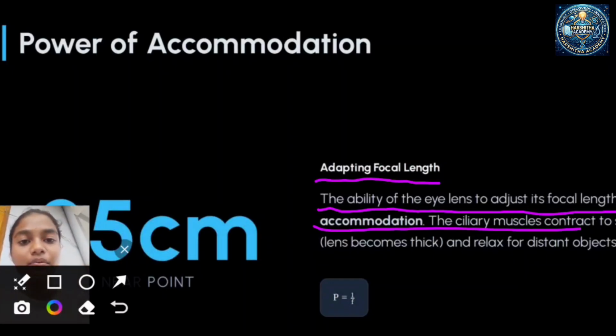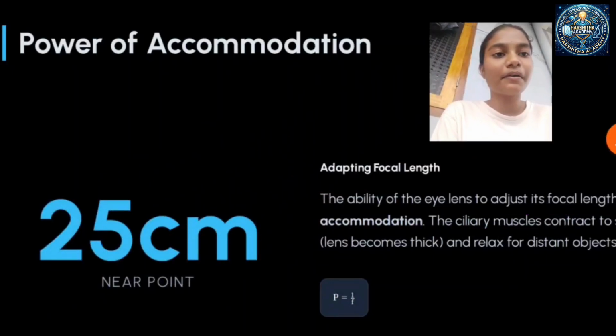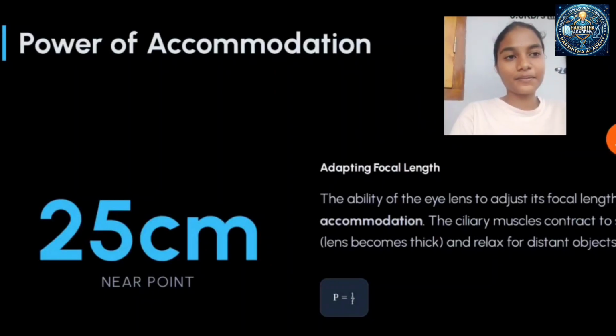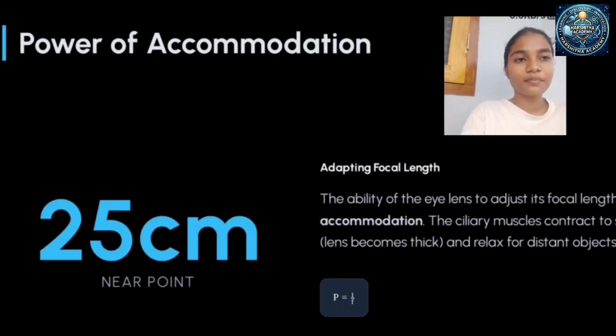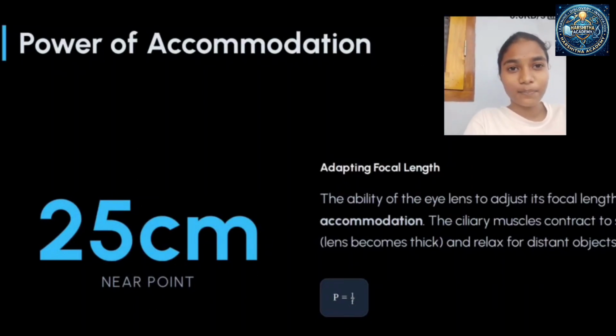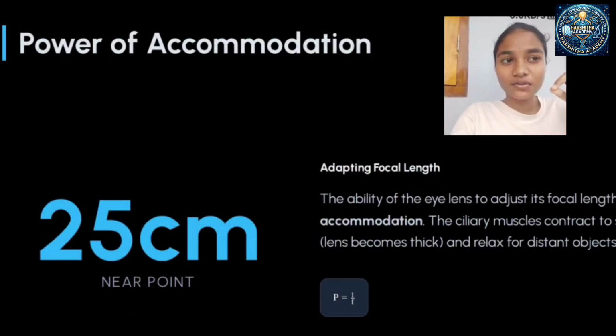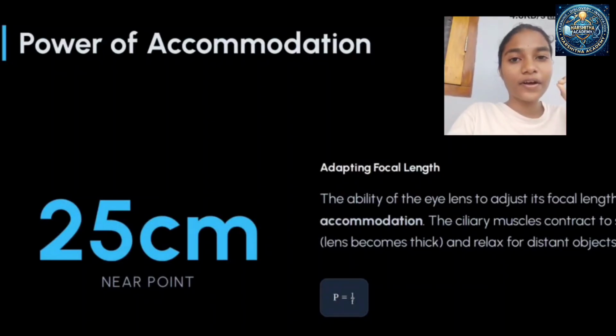So what I'm trying to tell you is, what does power of accommodation mean? Simply, it's nothing but adjusting of the eye lens with the help of ciliary muscles to see near and far objects clearly. So this is what we call power of accommodation. Alright, now let's move on to the next topic.